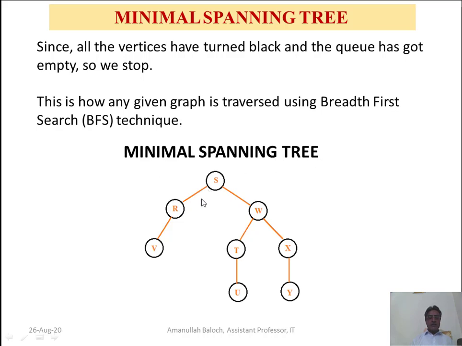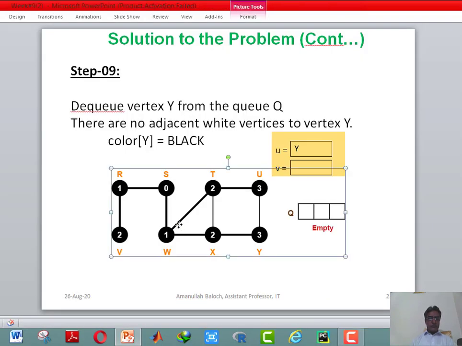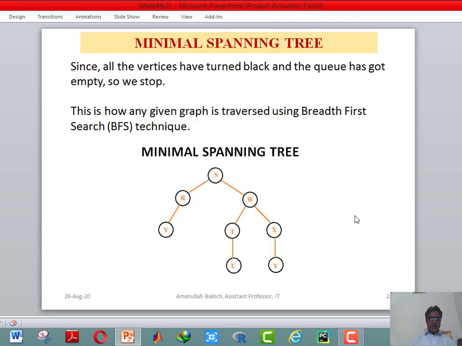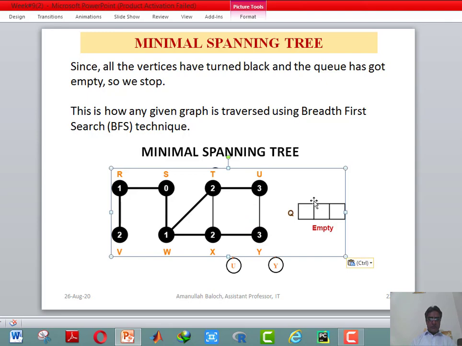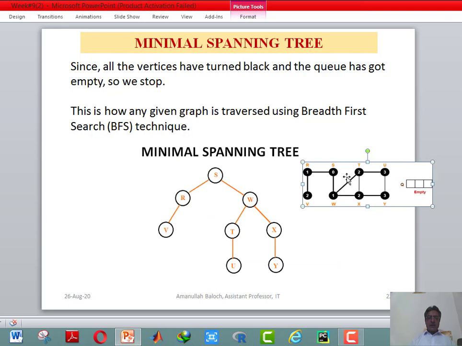Minimum spanning tree. This is minimum spanning tree based on that graph. Look at the graph. This was the graph. This was the source node S. From source node, this is R and this is W. Because S is the parent of R and W, and R is the parent of V.